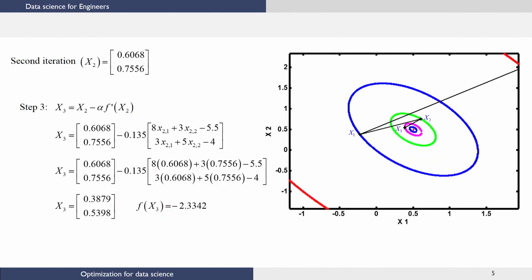So, one more iteration. You can simply follow through these steps. Same thing here: x 2 from the previous slide, the new x 3 value, which is x 2 minus alpha. Now, again the gradient is evaluated at the new point, and the alpha remains the same.